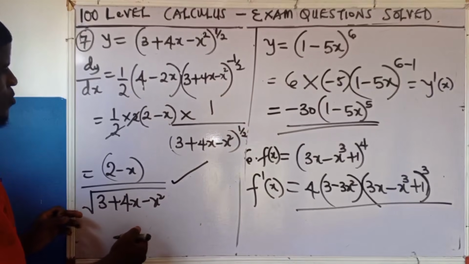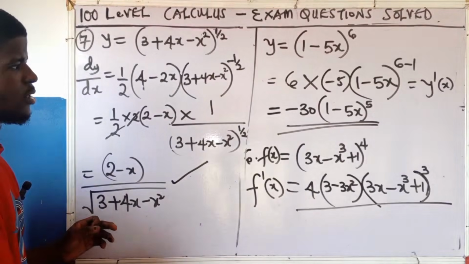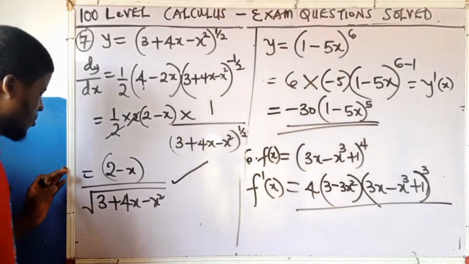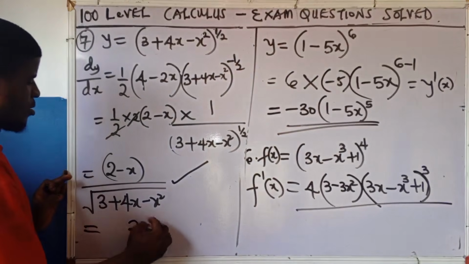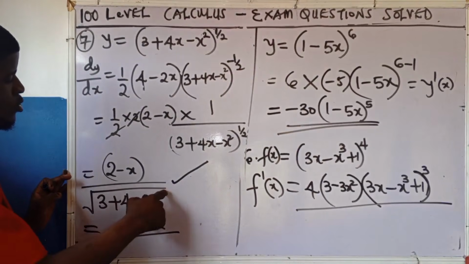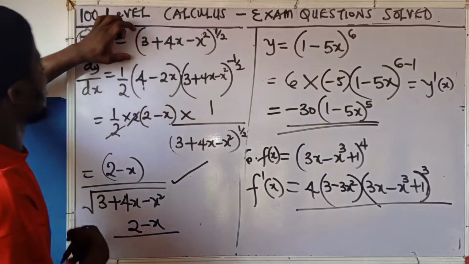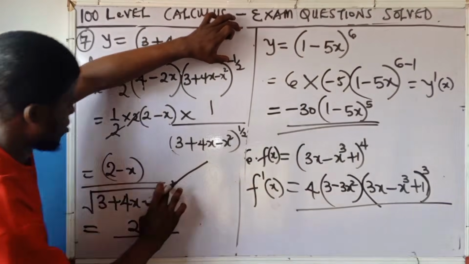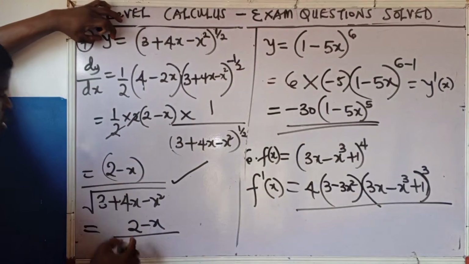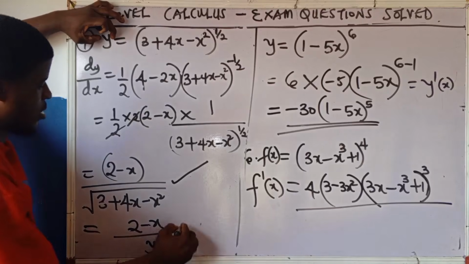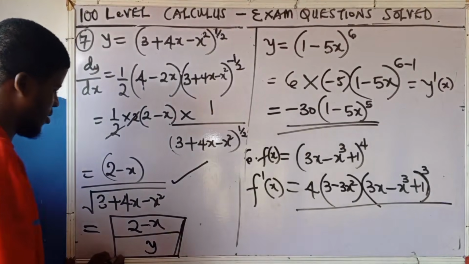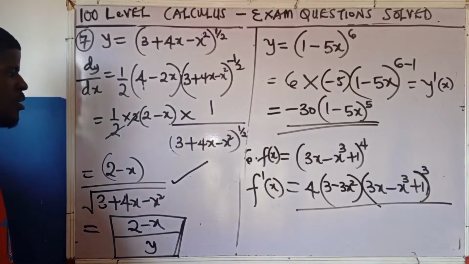But what if the examiner tried to be funny? For example, this is 2 minus x all over (3 plus 4x minus x squared) raised to power 1 over 2, which is also the square root. It's exactly the function we have here. Everything under is what we have here. And this is equal to y. It means that I can write this as 2 minus x over y. And as a matter of fact, this is the way the answer is left in the question.